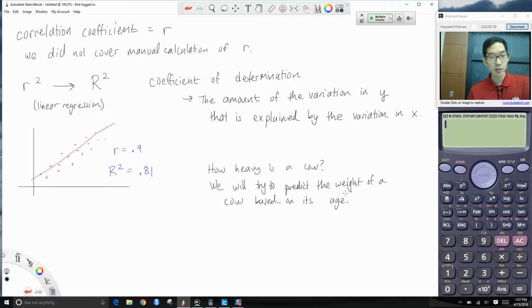A linear relationship probably only holds for young cows, young bovine animals, because once they reach maturity, I don't know anything about raising livestock, they're probably not going to grow that much. Just like people, we grow through childhood, adolescence, and then we stop growing.